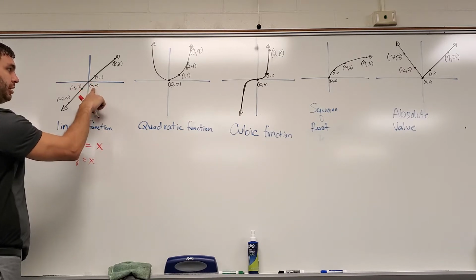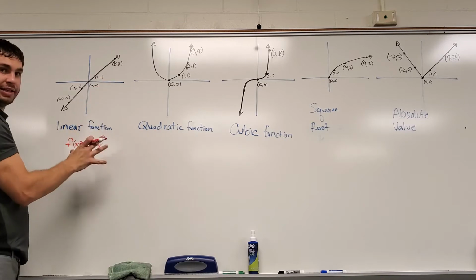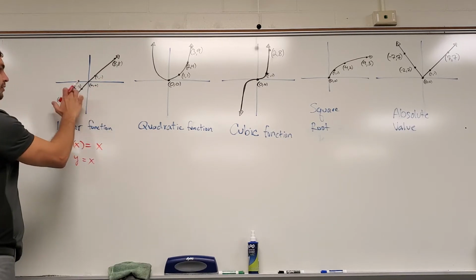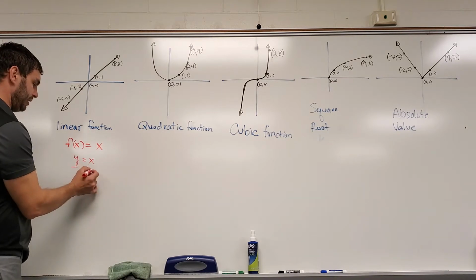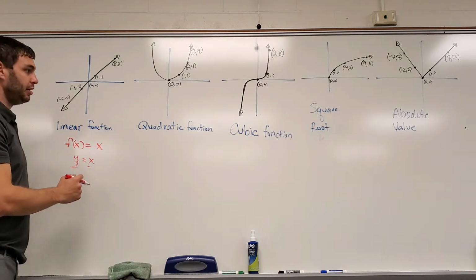Goes through point (0, 0), (1, 1), (8, 8), anything and itself. So like (-3, -3), that's going to be the line y equals x. Okay, because anything y equals x also equals that.